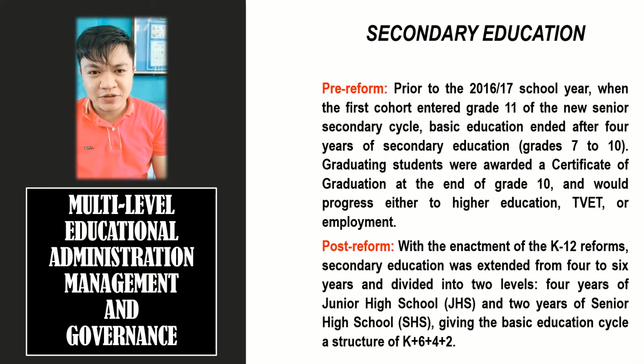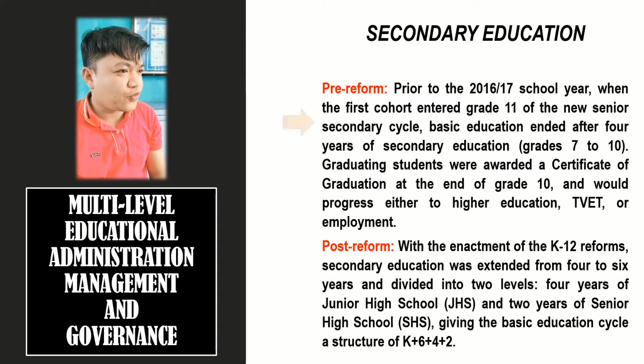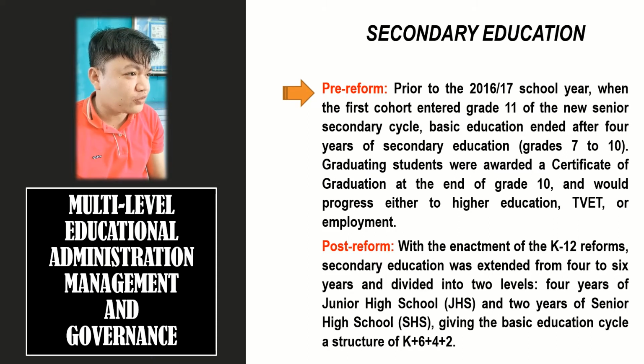Secondary education. Pre-reform. Prior to the 2016-17 school year, when the first cohort entered grade 11 of the new senior secondary cycle, basic education ended after 4 years of secondary education, grades 7 to 10. Graduate students were awarded a certificate of graduation at the end of grade 10 and would progress either to higher education, TVET, or employment. Post-reform.